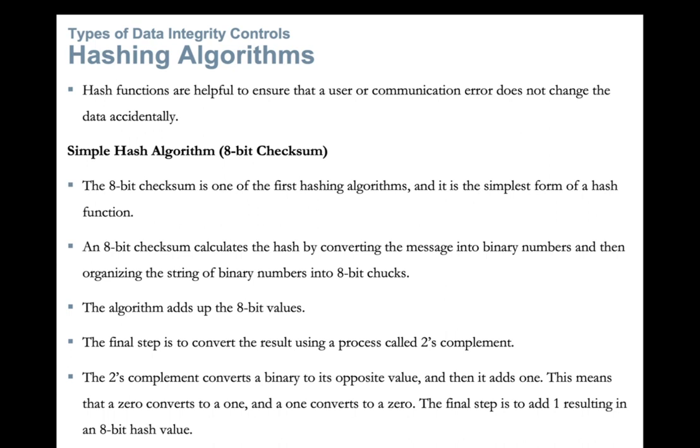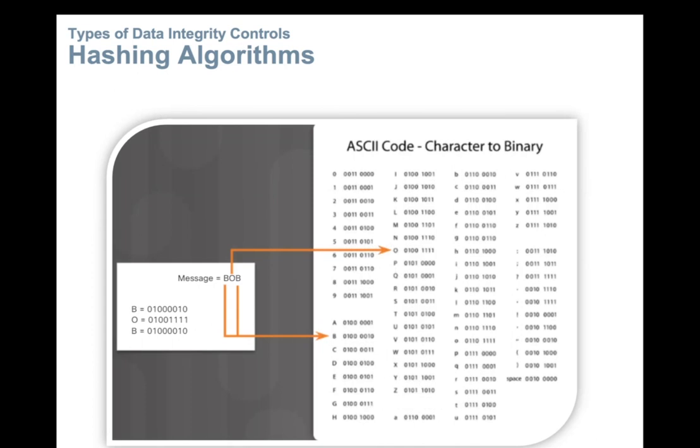That means if there is a 0, it converts into 1. If there is a 1, it converts into 0. Once all the 8 bits are inverted, in the final step it adds 1, resulting in the 8-bit hash value. So here we can see the example.